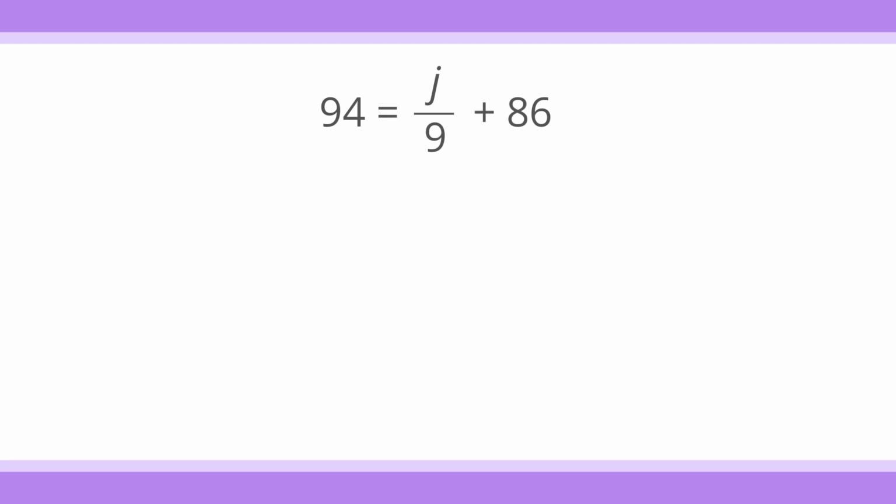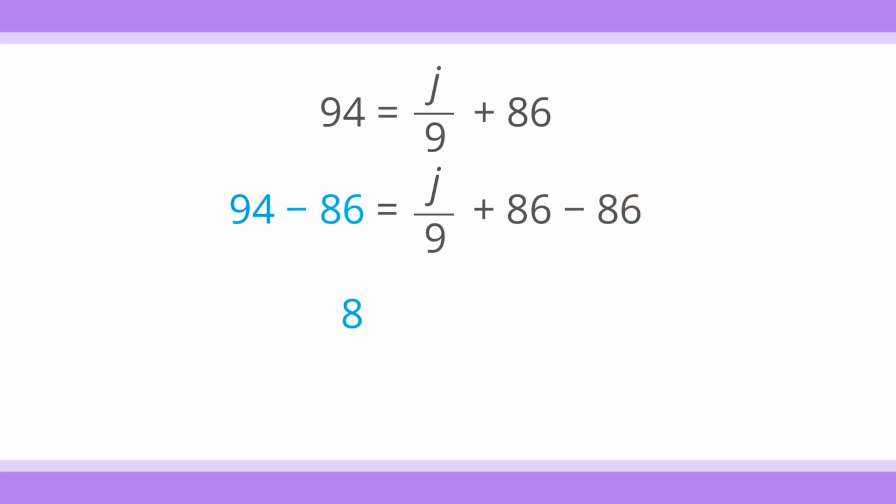Again, we'll use inverse operations to solve, starting with the last operation, which is the plus 86. We'll need to undo that by subtracting 86 from both sides. To simplify, on the left, 94 minus 86 is 8, and on the right, 86 minus 86 cancels out to just 0, and we are left with j over 9. Now we have 8 equals j over 9 and are still trying to isolate the variable j. j is being divided by 9, so we'll need to multiply by 9 on both sides to isolate it. When we simplify, 9 times 8 is 72, and our 9's cancel, leaving us with j. So j equals 72. Nice job!